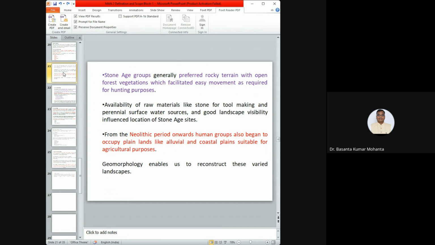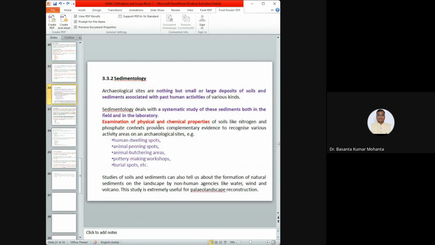And for domestication of plants, it was essential to select a place where the water is available plentifully and the soil is fertile. That's why they were selecting such kind of site. So to understand this kind of cultural period and the reason behind the development, geomorphology is very much helpful. Similarly, sedimentology is also very helpful in archaeological development.